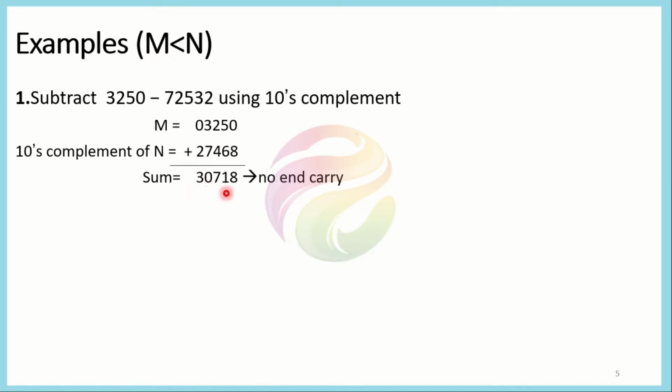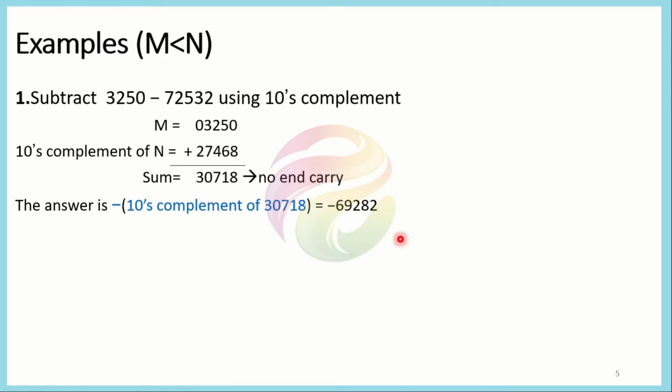So when there is no end carry generated, we have to take the tens complement of the answer. So what we do is we take the tens complement of the answer and put a negative sign with it. Its 10's complement is this, and we just put a negative sign here. So this is our final result in this case when m is less than n.